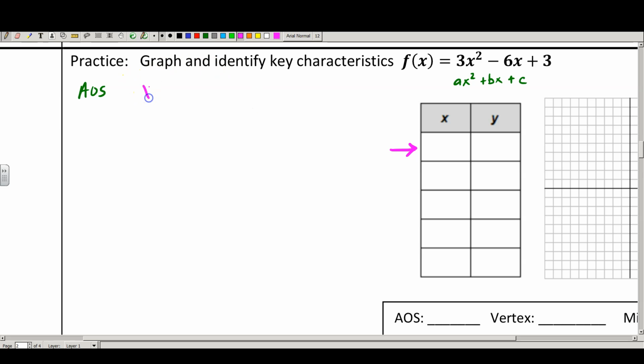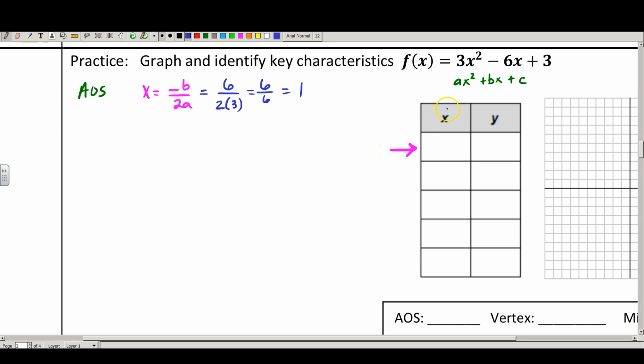So that x value is going to be negative b divided by 2a, and that never changes. If we have standard form, then we take those parameters and do the opposite of b over 2a to find the middle. So in this particular case, we're going to have positive 6. Okay, so the opposite of b, in this case, b is negative 6. So the opposite is positive 6 divided by 2 times a, which is 3. And so we get 6 over 6, which is 1.